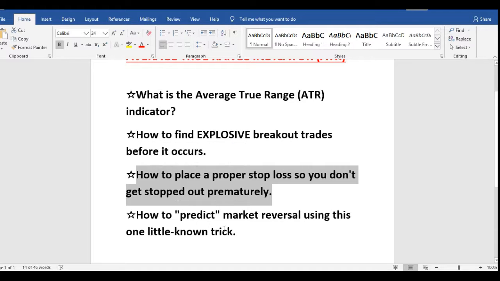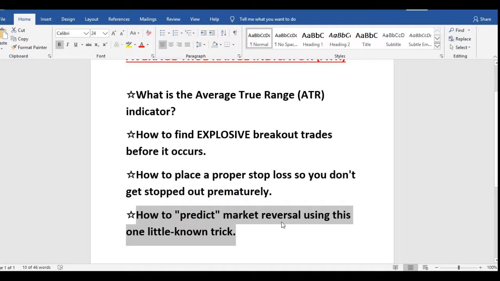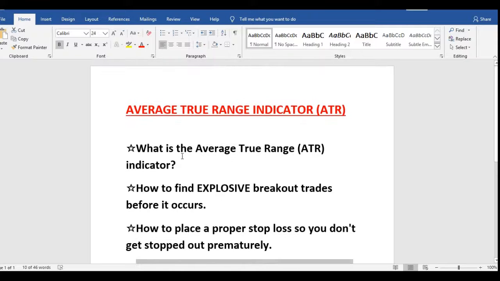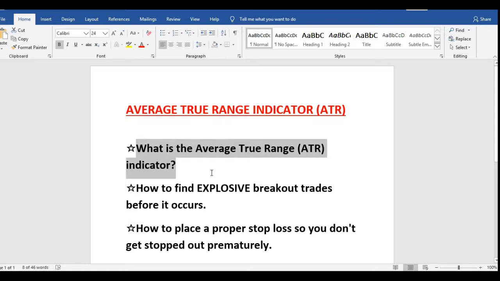And the last on the list is how to predict market reversals using one little-known trick that I want to share with you. It's a personal strategy I'm using, of how I identify breakout trades using the average true range indicator. So let's talk about number one. Number one, what is average true range?